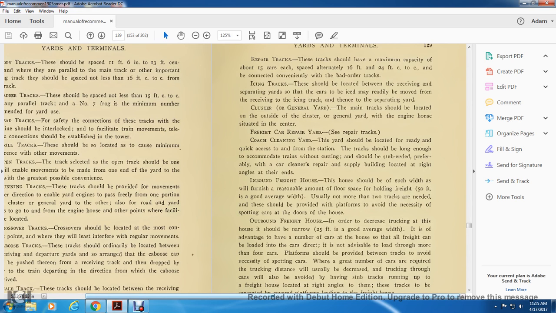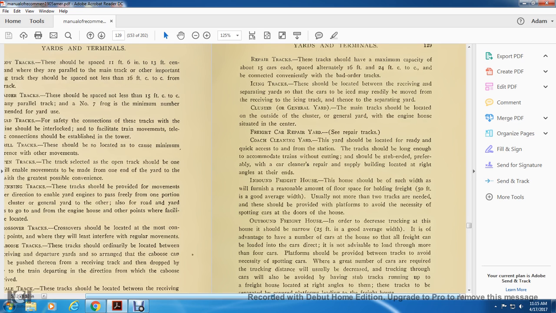Icing track. They should be located between the receiving and separating yards so that the car to be iced may be readily moved from the receiving of the icing track lengths and separated by the yards cluster or general yard. The main track should be located on the outside of the cluster general yard, with the engine house situated within the center. Freight car repair.